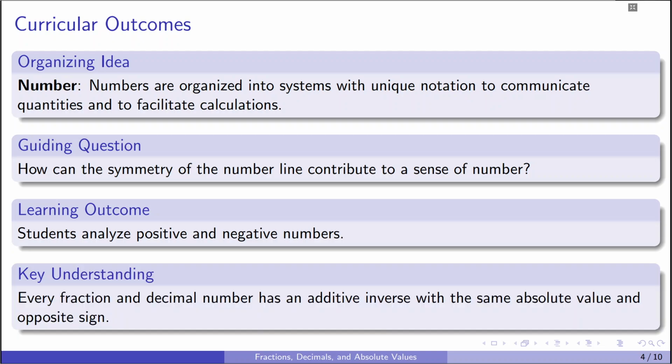Our key understanding, that understanding block in the middle of those outcomes, is that every fraction and decimal number has an additive inverse, or a negative, with the same absolute value and opposite sign. Additive inverse is the mathematical technical term. We think of it as negative, but some of these are positive.